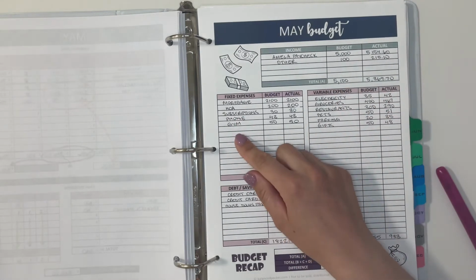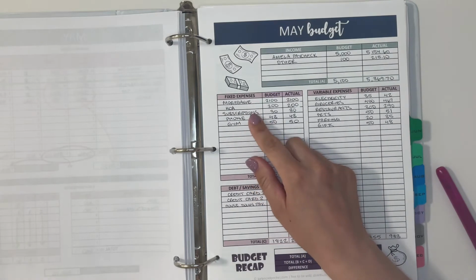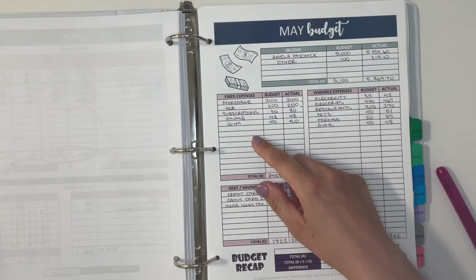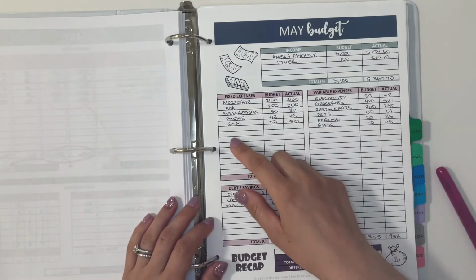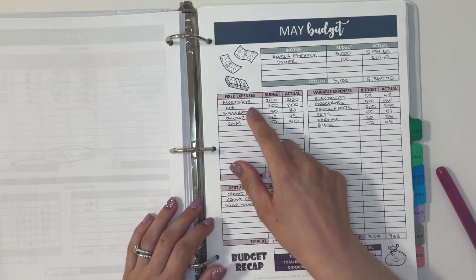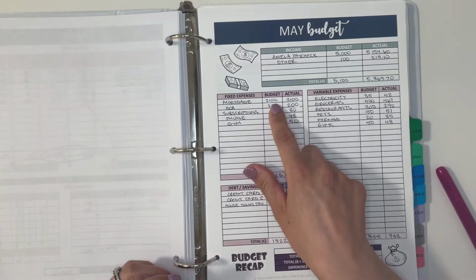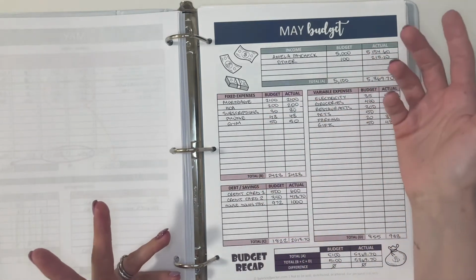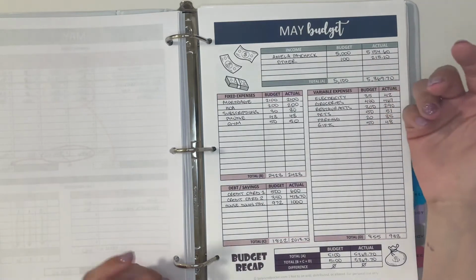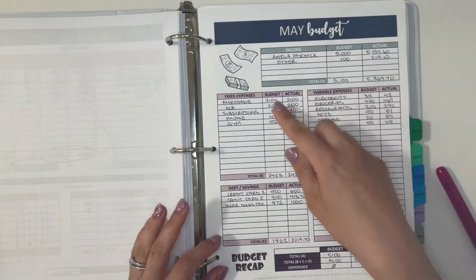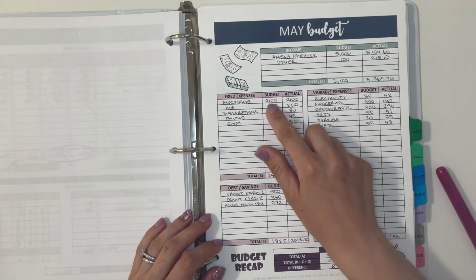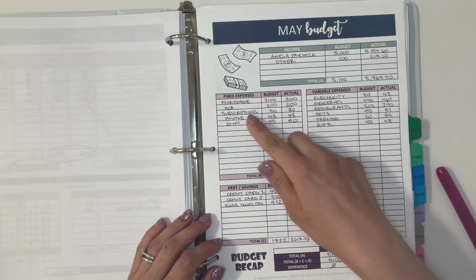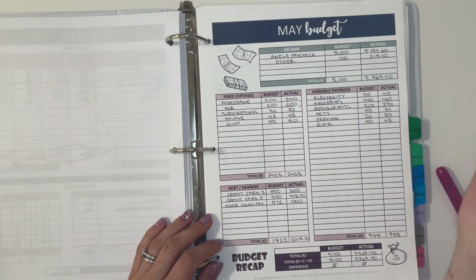So for fixed expenses, this is going to be stuff where the amount does not change month to month. So for example, your mortgage, it's usually a fixed amount, like $2,100, and it should stay pretty constant, right? So you wouldn't really expect to budget for $2,100 and pay something different from $2,100. So that's what your fixed expenses are.